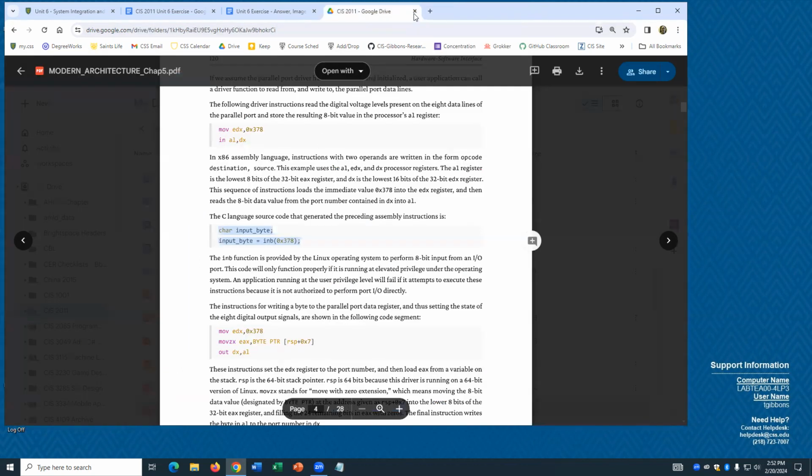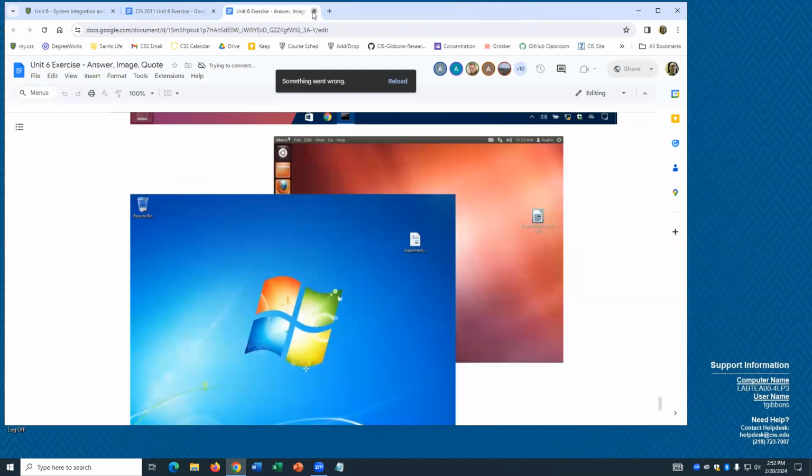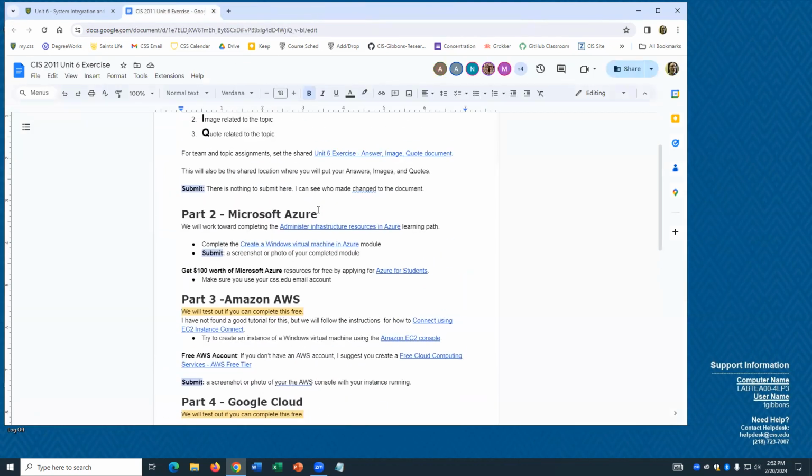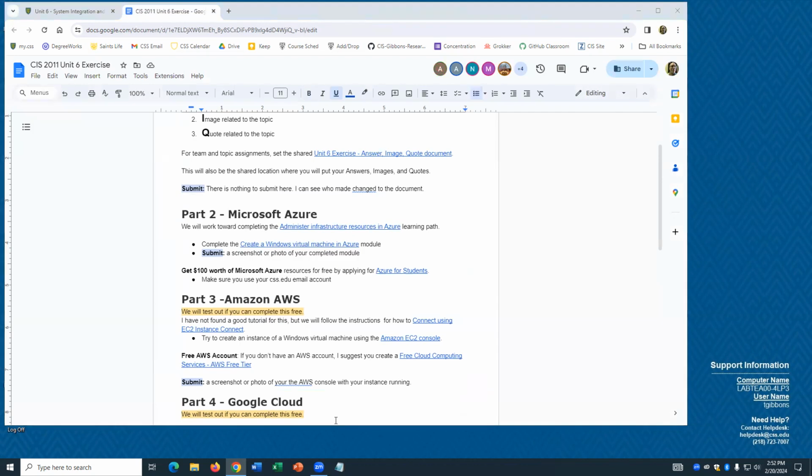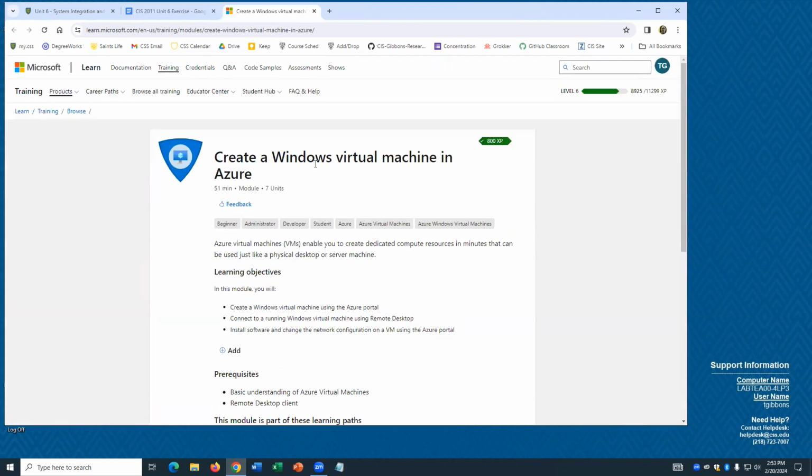So we are going to start with Microsoft Azure. We're going to set up a virtual machine in Azure here. So we're going to follow this lesson for this.